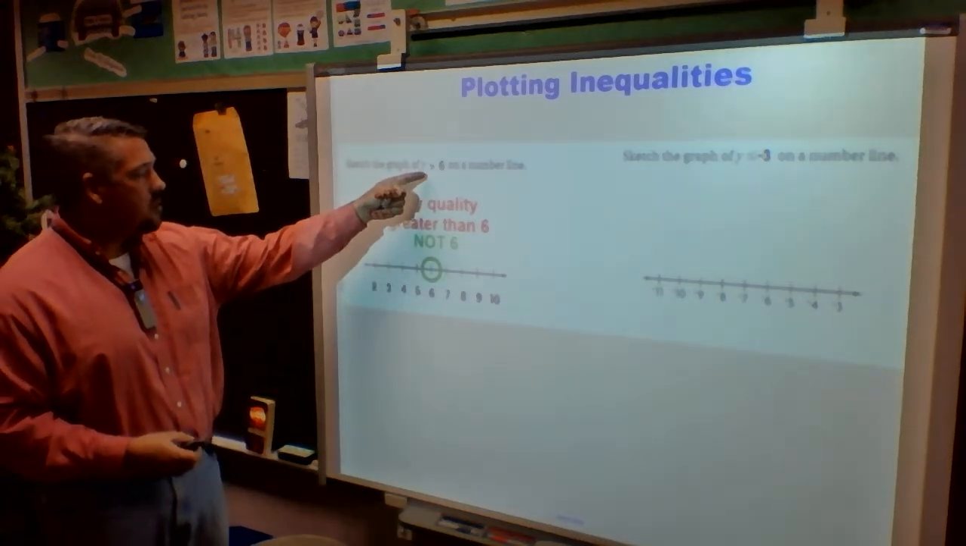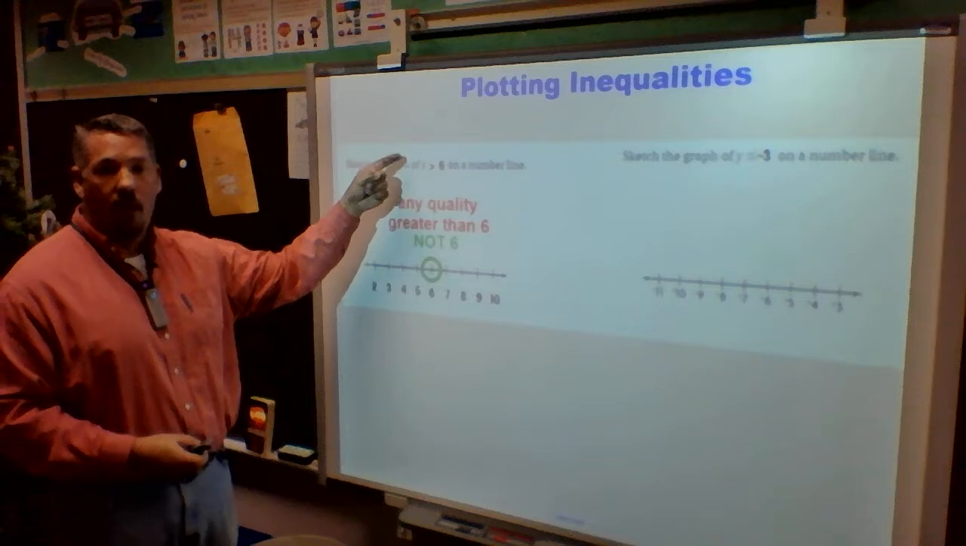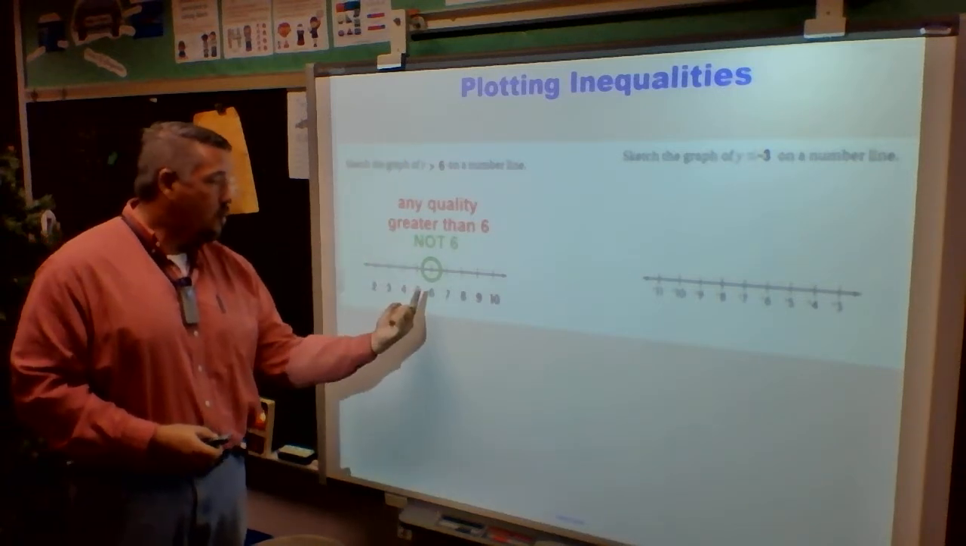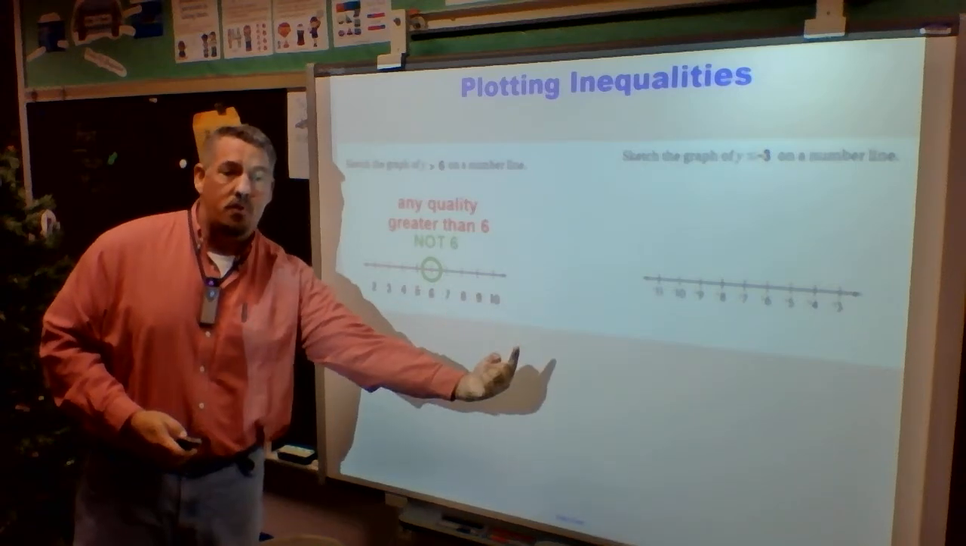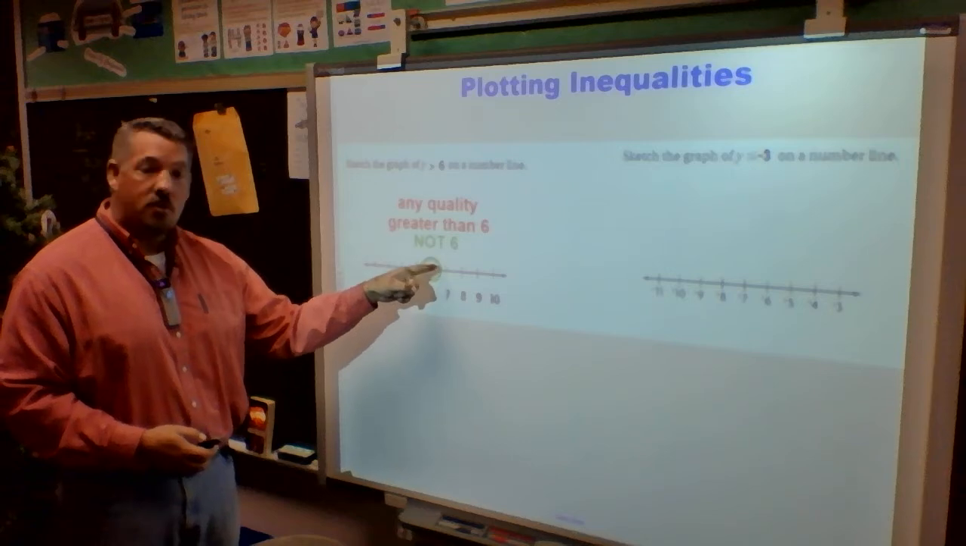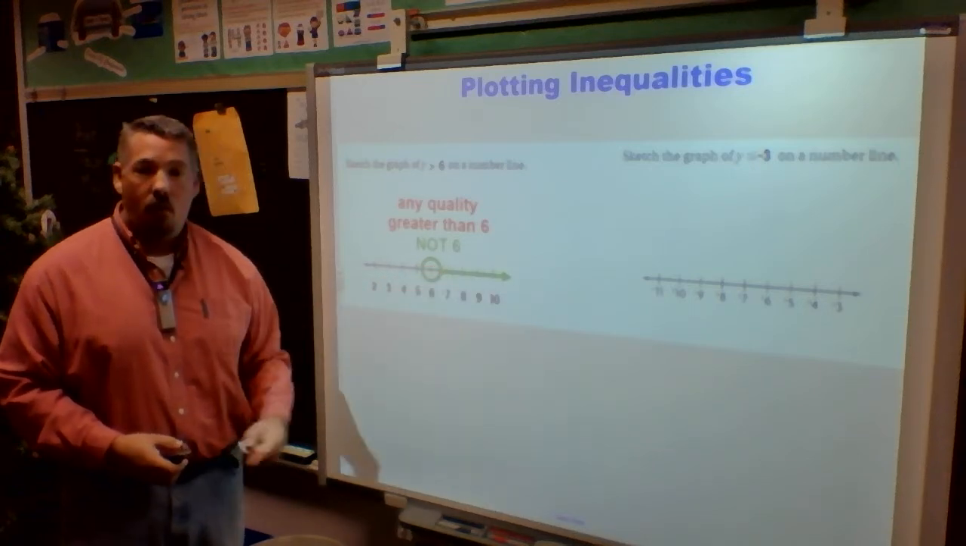I'm going to look at what else is said. It says it's anything that's greater than, because y is over here. And greater than, when I do positive numbers, is over to the right. So that's where my arrow comes into play. From the circle, I'm then going to draw an arrow.